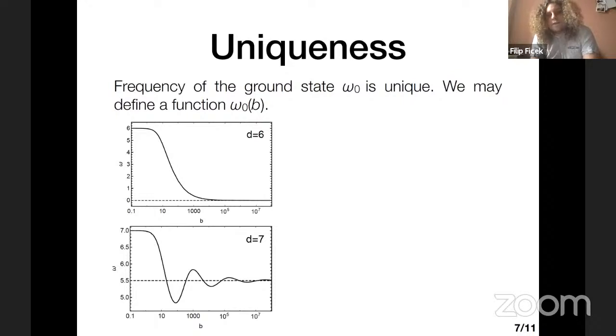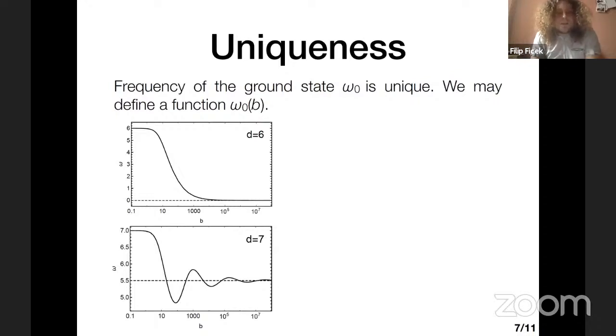Hence, we can define a function omega of B. And this is just a function which takes the value of the field in the center and gives us the frequency of the ground state having this value in the center. And let us see some plots of this function.